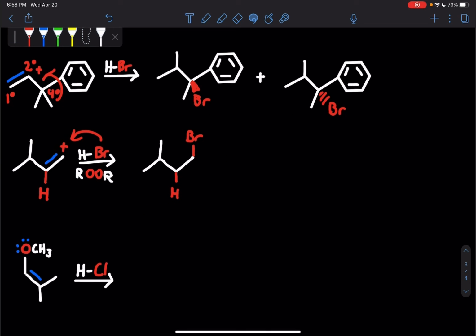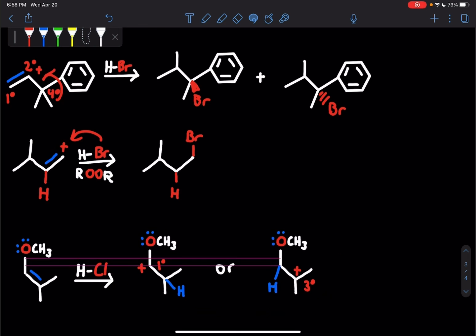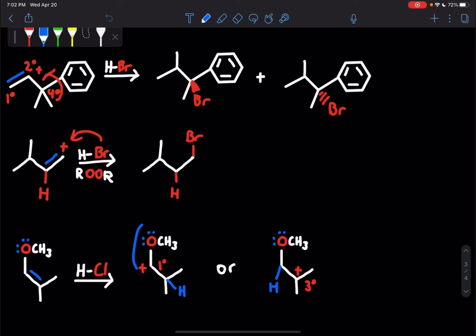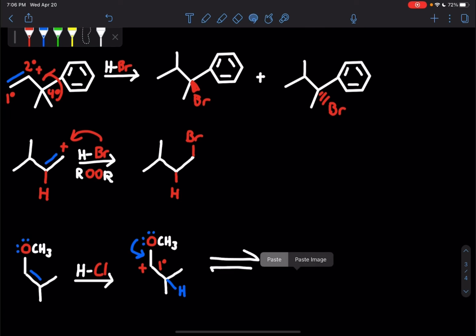Now let's go over the tricky third one. If we place a hydrogen on the tertiary carbon, we get a primary carbocation. If we place it on the primary carbon, we get a tertiary carbocation. Normally the tertiary carbocation is more stable, but in this case the primary is more stable because of resonance with the methoxy group. To show the second resonance structure, we'll use an electron pair to create a double bond.